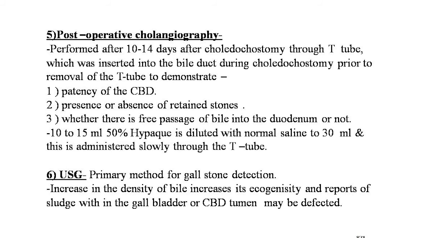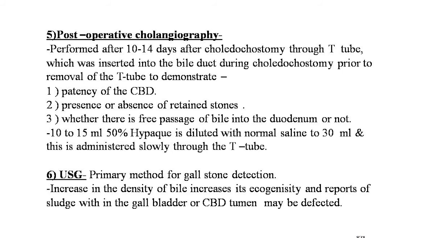10 to 15 ml of 50% Hepatic is diluted with normal saline to 30 ml and this is administered slowly through the T-tube. Sixth investigation is ultrasonography. It is the primary method of gallstone detection. This is the primary method to detect gallbladder stones.